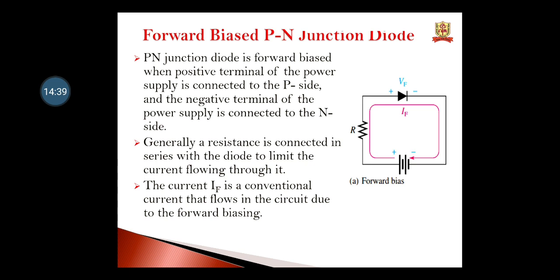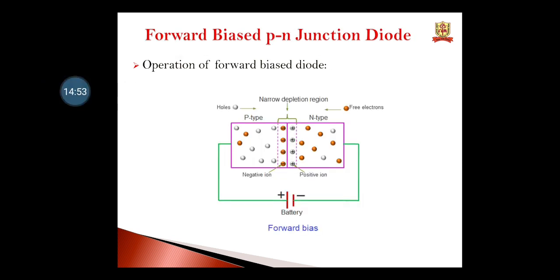And at that time the current flows through the diode, and that current is called forward current, and the voltage which is developed across the diode is called forward voltage. Now this is the circuit diagram of the p-n junction diode in forward bias mode. And here the operation of the forward bias diode is shown.